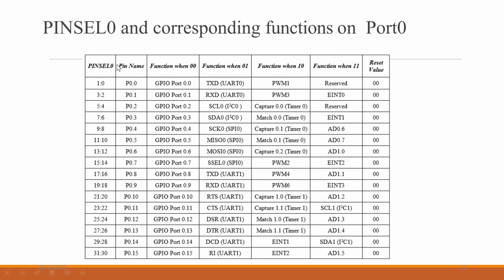So pin cell 0, bits 0 to 1. Normally that is pin name P0.0, and you can use it for GPIO, TXD, PWM, and this is reserved. So these three functionalities we can use. Similarly, you program pin cell 0 second and third bits. We know that all these configuration registers are 32-bit wide, so you can program from 0 to 31.